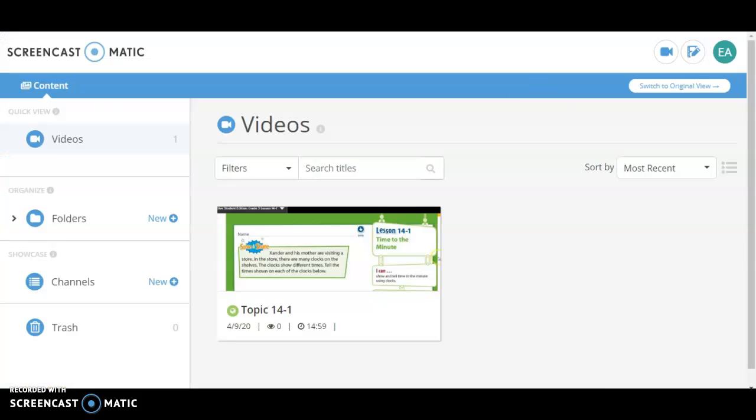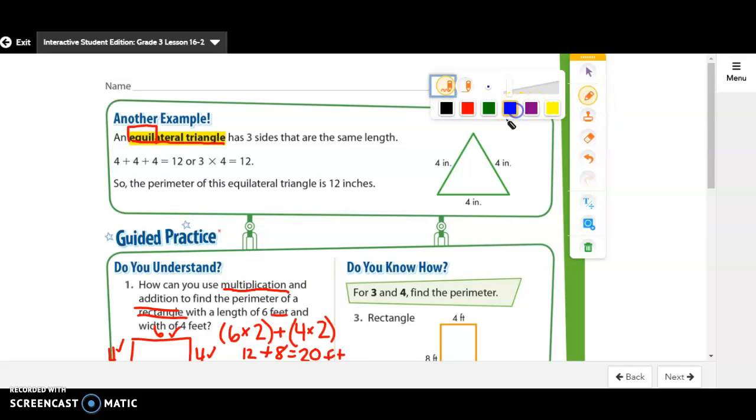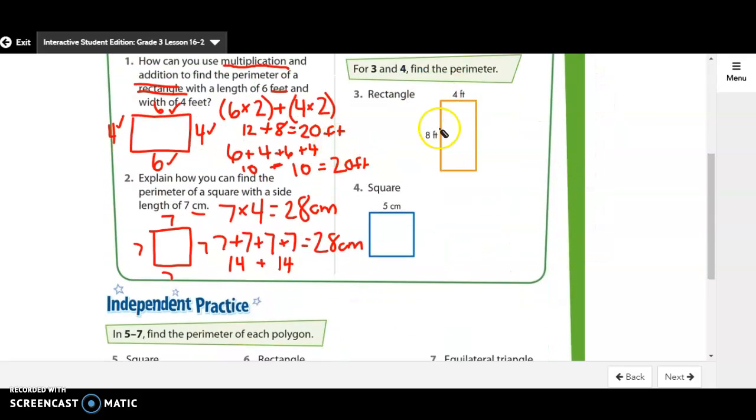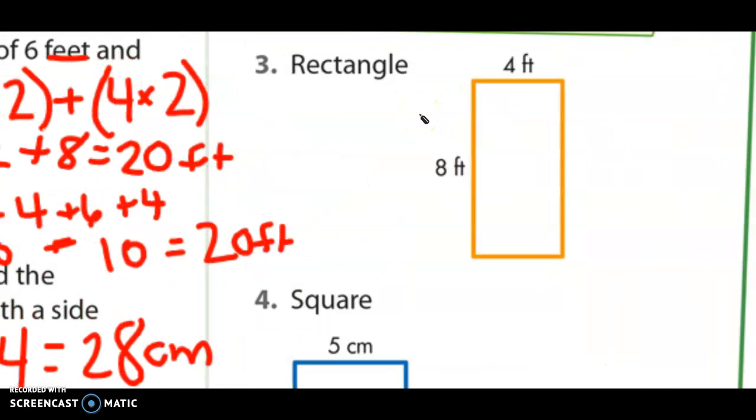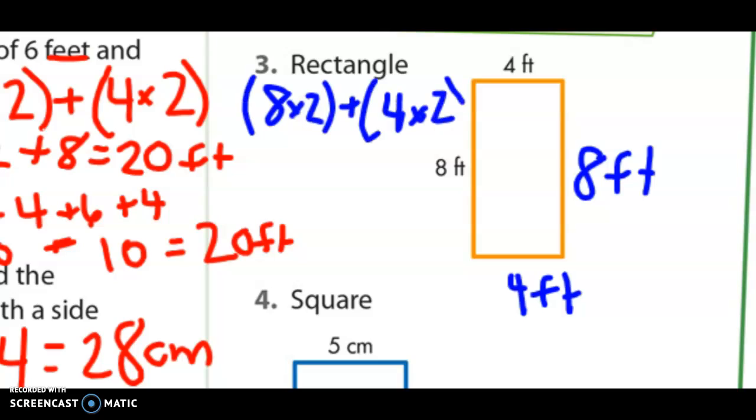Okay? Just because I got a lot of red going on, I'm going to switch pen colors here. Let's pick something pretty like blue. Alright, finding the perimeter of these. It's important. They tell us on number 3 this guy's a rectangle. So we know by now that means those opposite sides are equal. I always like to write them down just so I can see it. Remember, I can think of it as 8 times 2 plus 4 times 2. Or I can think of it as 8 plus 4 plus 8 plus 4. Whichever way I do that, I'm going to get the same answer.